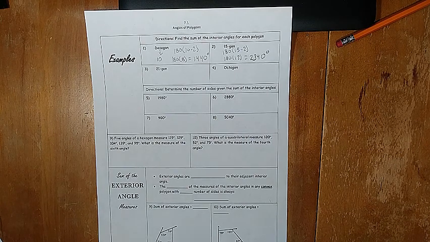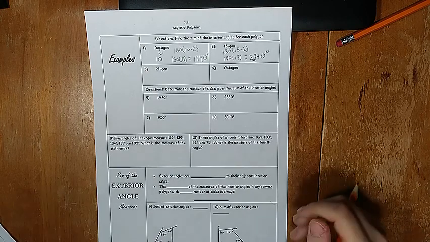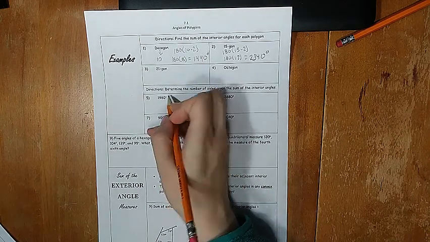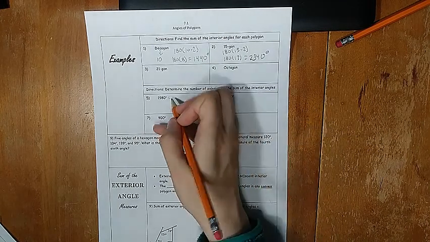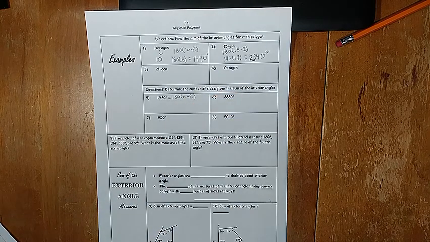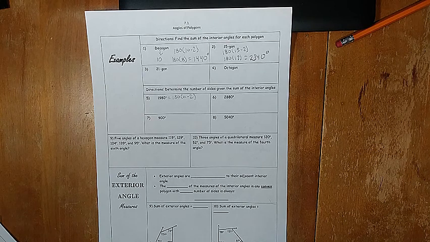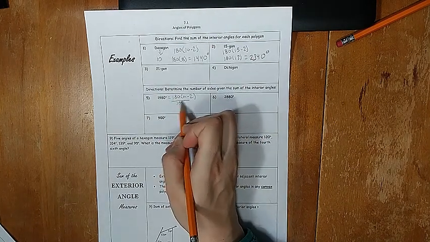Let's look at 5 and 6. So for number 5, we have 1,980 degrees. That is our angle sum, right, for the interior angles. And we know it has to equal 180 times n minus 2. There are a couple different ways to solve this using algebra. I do not have a preference for which way you solve it. Personally, for me, the easiest way is to divide both sides by 180.